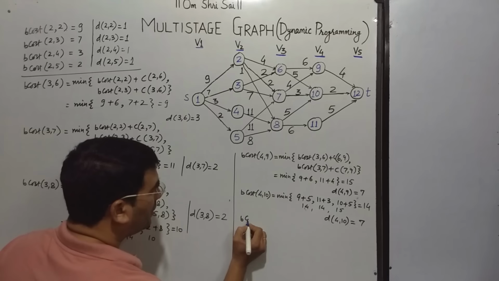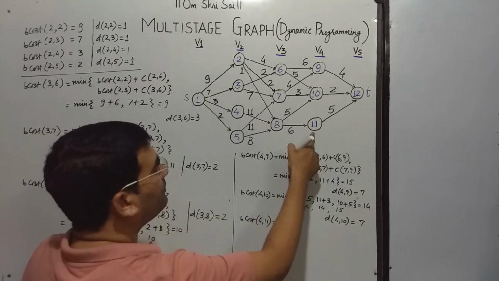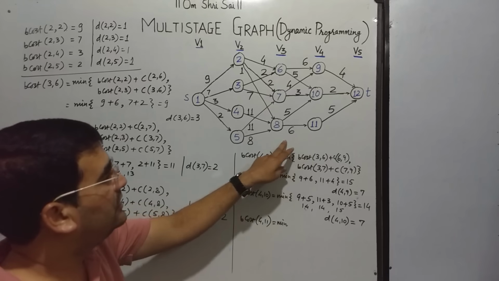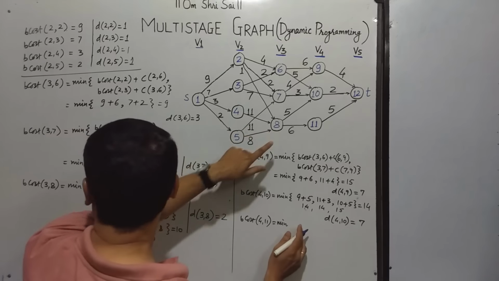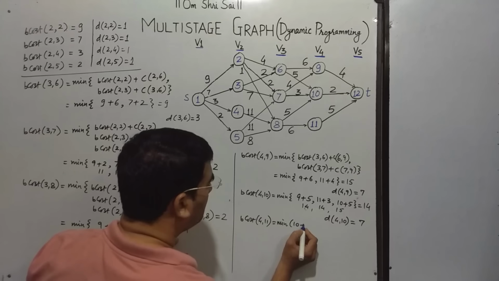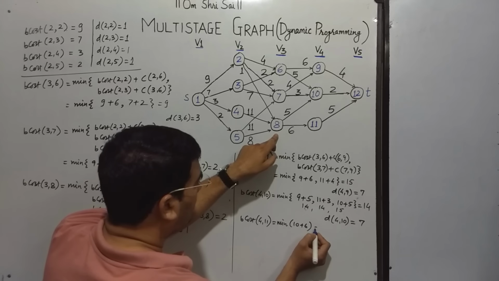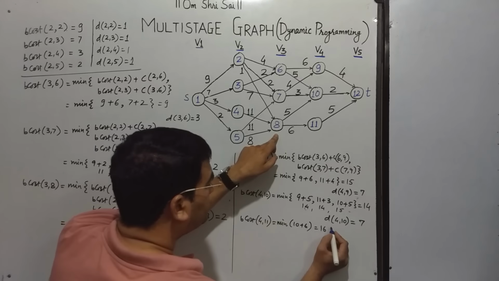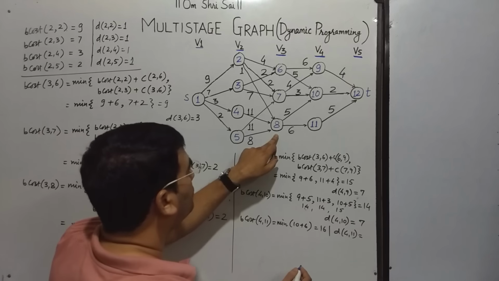Now B cost of 4, 11 is equal to minimum of, for 4, 11 you need to do only one calculation, because there is a single edge over here. Third stage's 8, so 3, 8, cost of 3, 8, what is cost of 3, 8, that is 10. So no need to calculate that minimum, but let us write it. And then 8 to 11, that is 6. So what will be the value? That is 16. And this is due to 8, so D of 4, 11 is equal to 8.